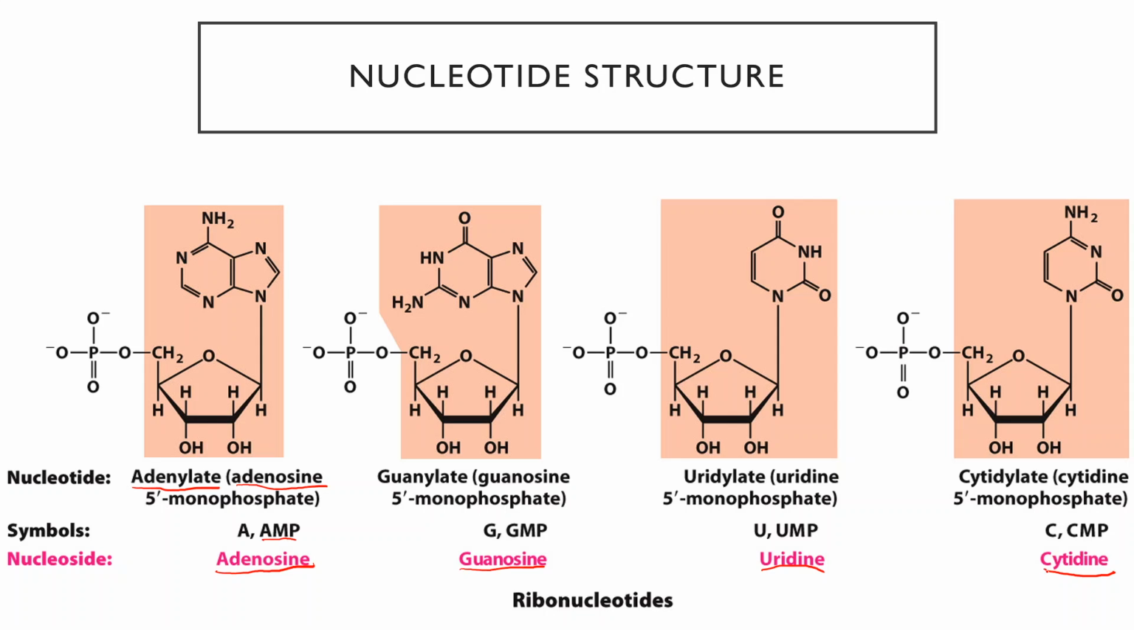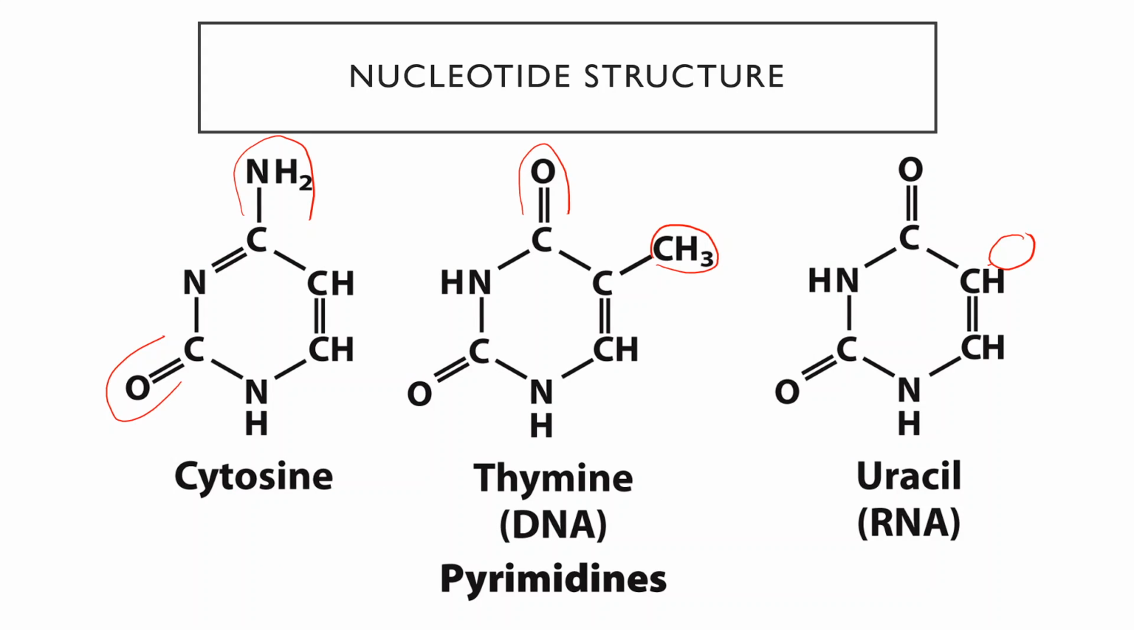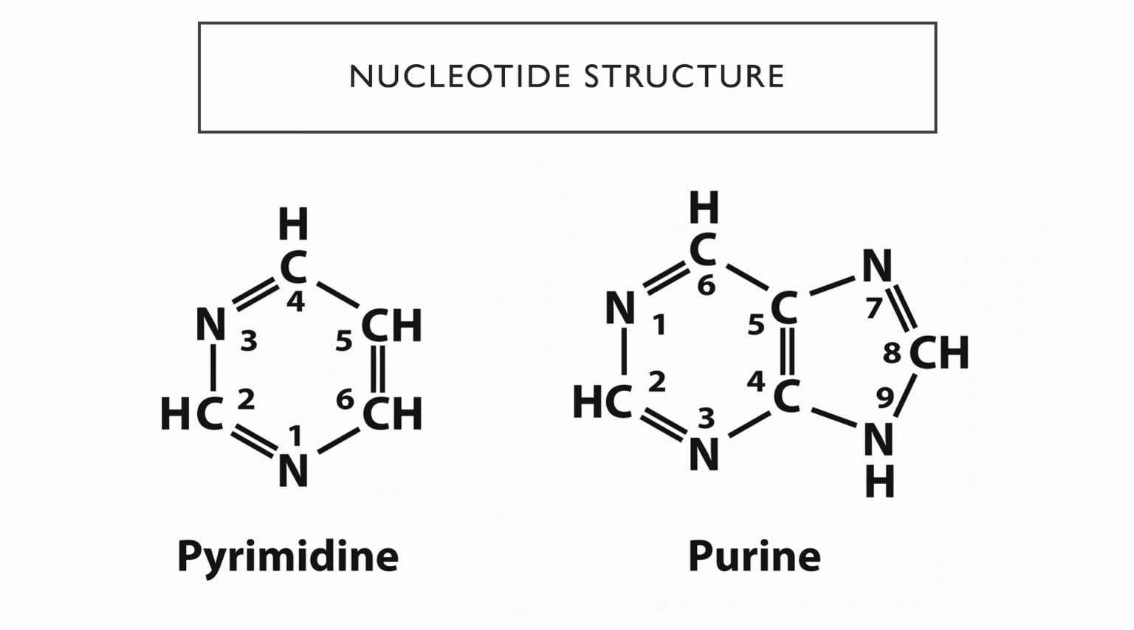A lot of times these are just abbreviated with the first letters of the bases. So adenosine is just A, and adenosine monophosphate is AMP. Guanosine is G, guanosine monophosphate is GMP, and so on. And U, UMP, C, CMP, and so on. Importantly, the structure of the nucleotide is always the same. You always have the base attached at the 1' carbon of the ribose, and the ribose attaches to the same relative position on the bases.